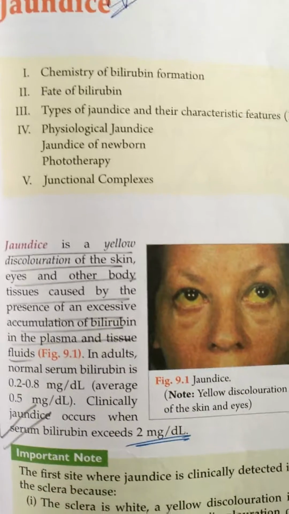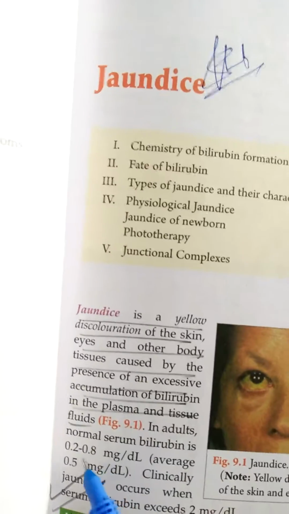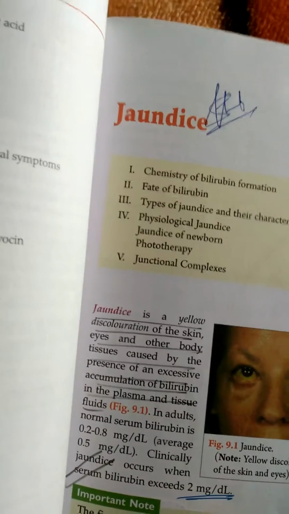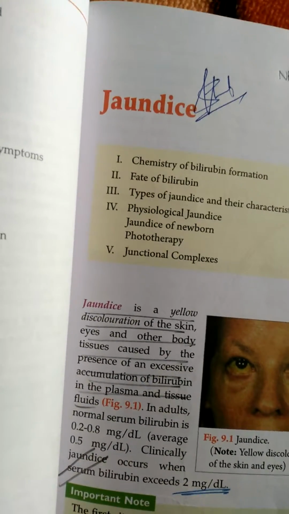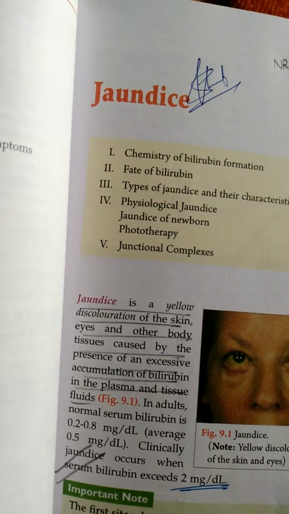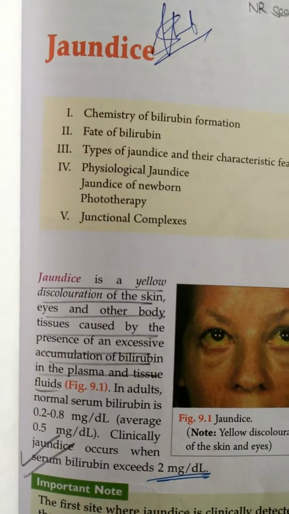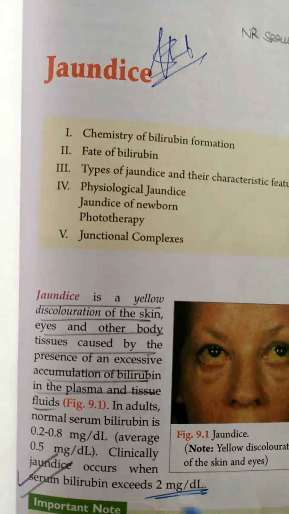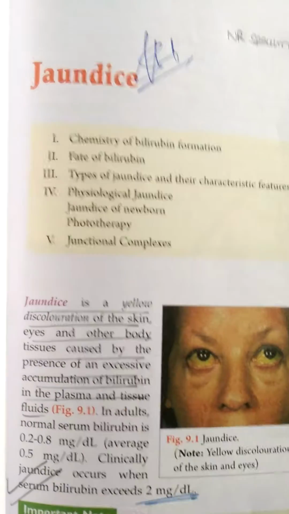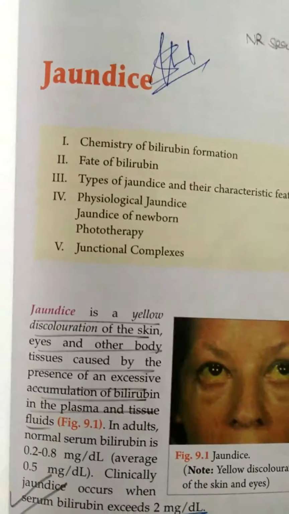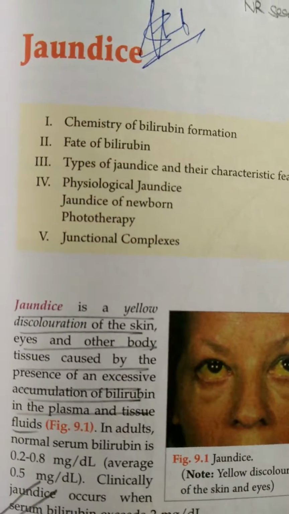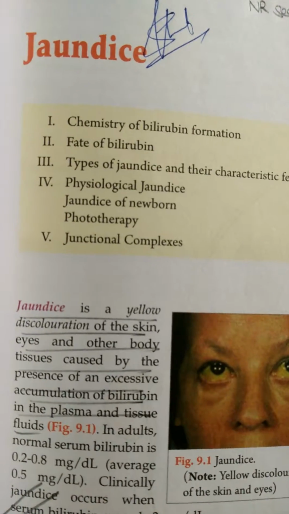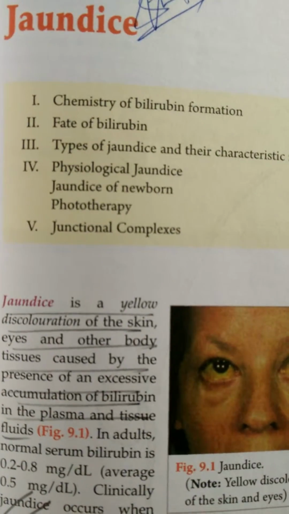The normal serum bilirubin level is about 0.2 to 0.8 milligram per deciliter. Clinically, when we have a patient of jaundice, that is when we come to know about the jaundice, the serum bilirubin level exceeds 2 milligram per deciliter. Okay, so this is as simple as that.